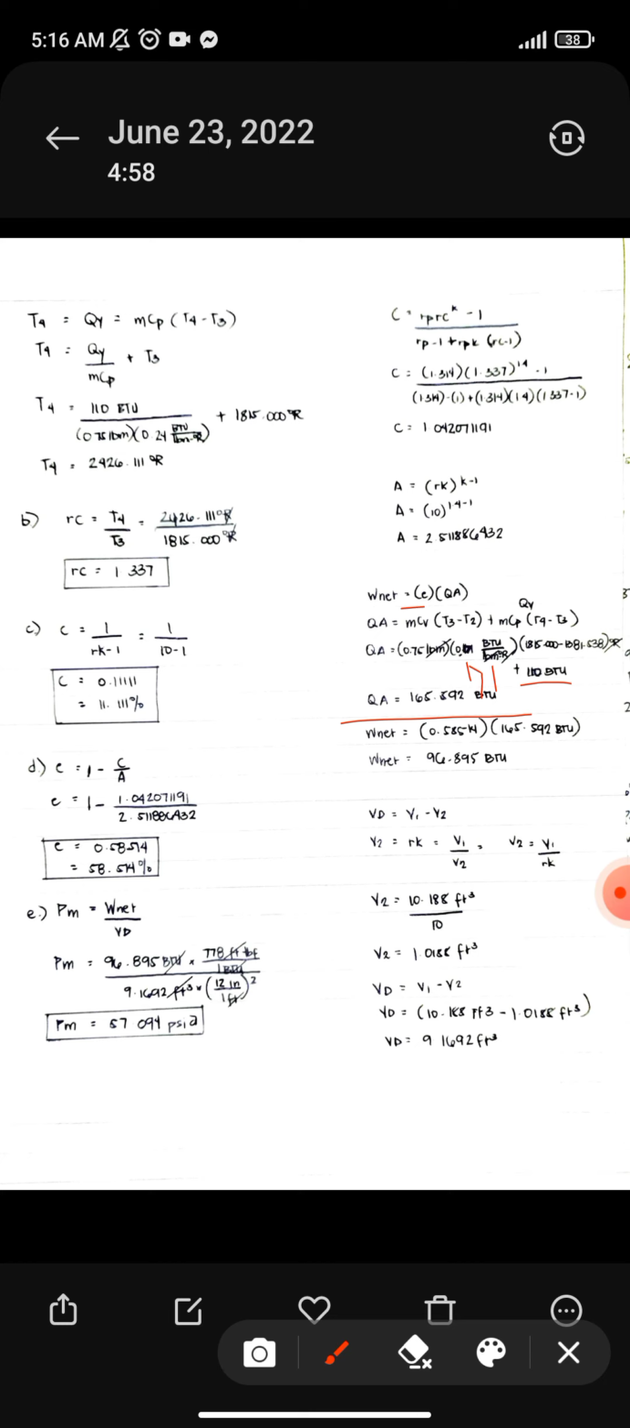So, masasolve na natin yung ating W net. So, W net is equal siya sa E natin na 0.5814 times QA na 165.592 BTU equals W net natin is 96.895 BTU.